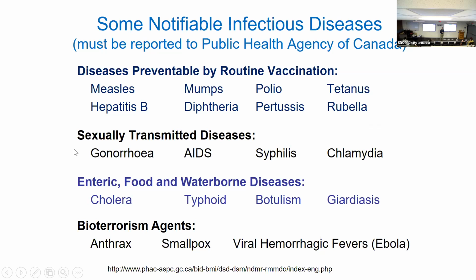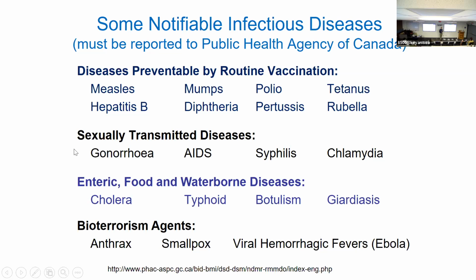Here's some diseases that are notifiable in Alberta. And you can see they fall under different categories, so like bioterrorism agents. We certainly want to know if that happens. Some are routine vaccination kind of diseases, sexually transmitted diseases, water, foodborne. And you can see a lot of these are connected with kind of prevention, right? If we have some sort of outbreak in our romaine lettuce, we want to know about it and tell the grocery stores to pull it off the shelves and those kind of things.